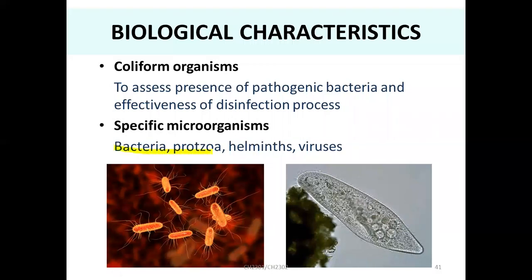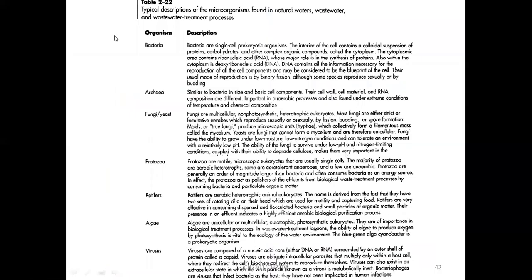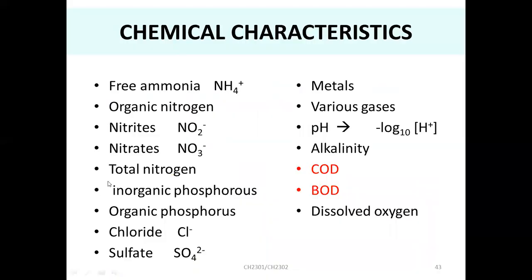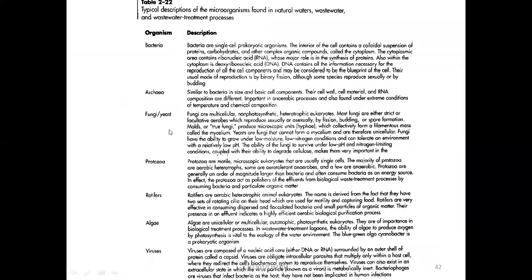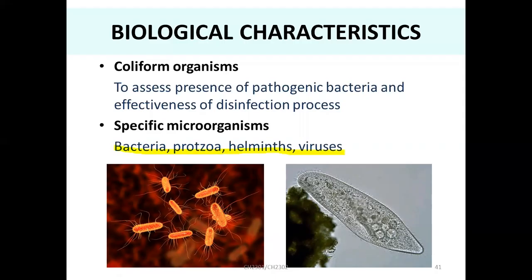There are specific microorganisms: bacteria, protozoa, helminths, and viruses. Here you can read additional information about bacteria, archaea, fungi, yeast, protozoa, rotifers, algae, and viruses in wastewater. But no need to cram for your exam. No need to remember all these things. The most important thing you should remember is coliform organisms. Coliform organisms are a type of pathogenic bacteria. Pathogenic, we can say it is a toxic bacteria.